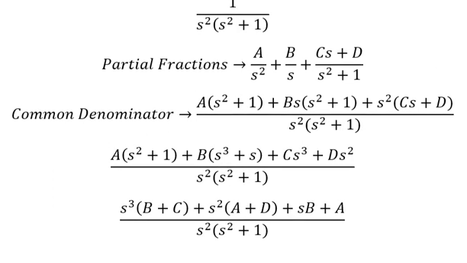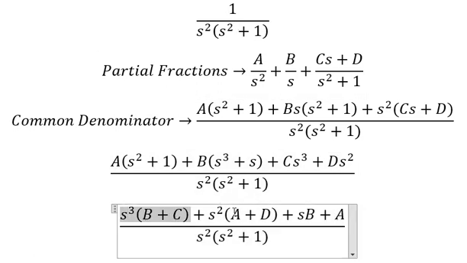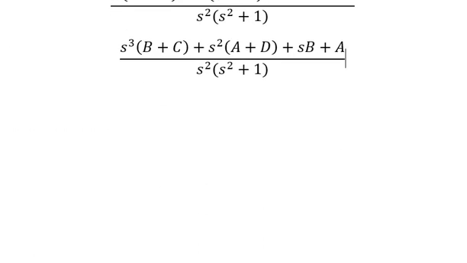Next, we need to compare coefficients. We have only number 1, so A equals number 1. This one and this one, we don't have h squared and h to the power of 3, so everything in here equals number 0.